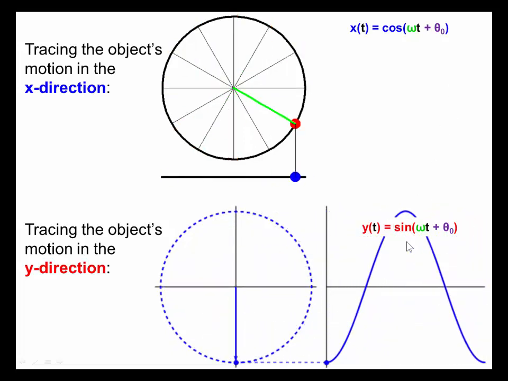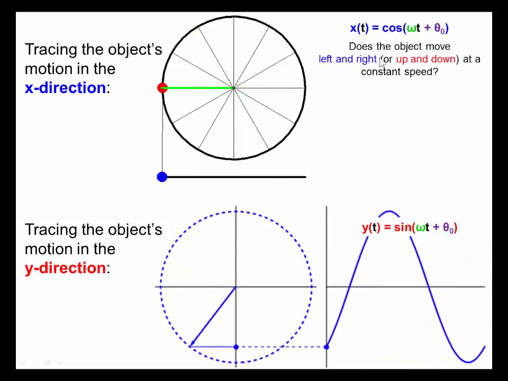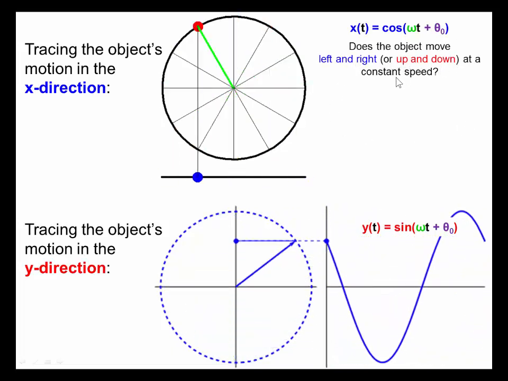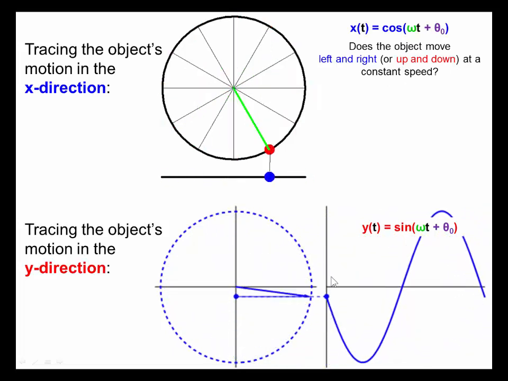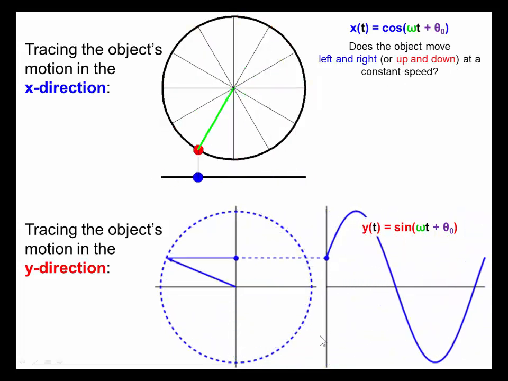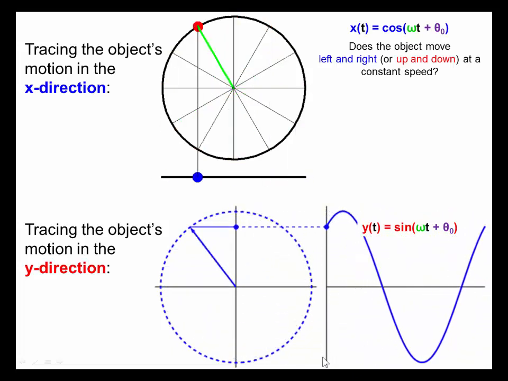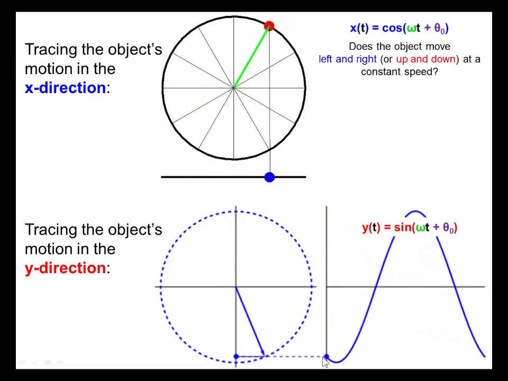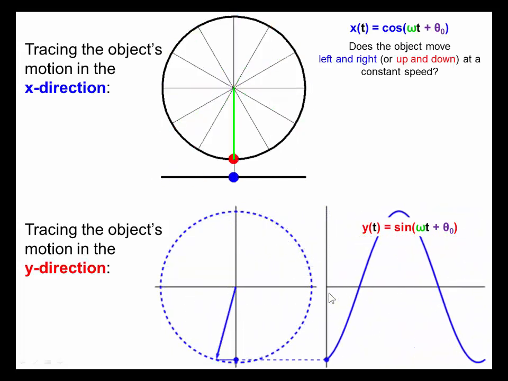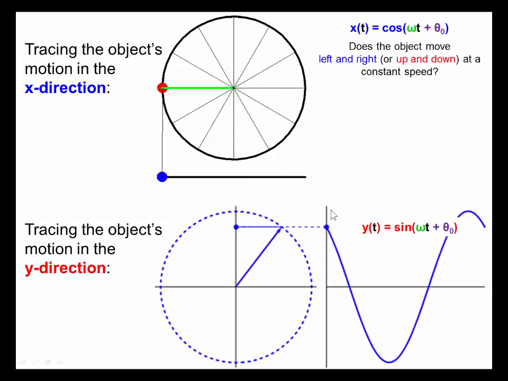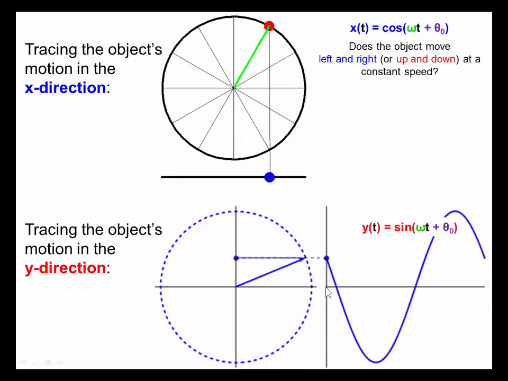Alright, so let's take a look at this and ask ourselves some questions. Does the object move left and right or up and down at a constant speed? Well, let's take a look at the slower one, a little bit easier to see here. Is this a constant speed or not? Well, it can't be a constant speed because we have to stop and turn around at the top and the bottom, so it's not a constant speed. In fact, it's probably going to be moving the fastest right in the middle here. And then it slows down, stops, turns around, fast, stop, turn around.